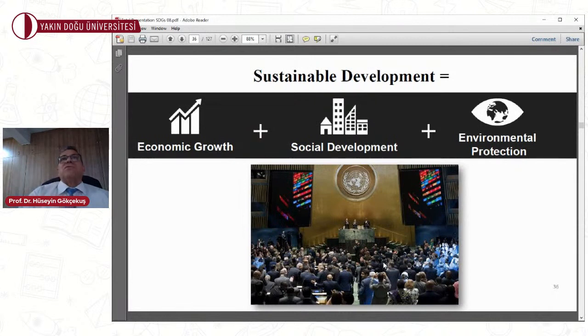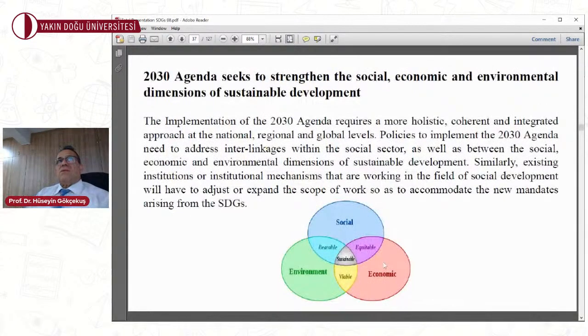Let's come back to sustainable development. Sustainable development is equal to economic growth plus social development plus environmental protection. The 2030 agenda seeks to strengthen the social, economic, and environmental dimensions of sustainable development.